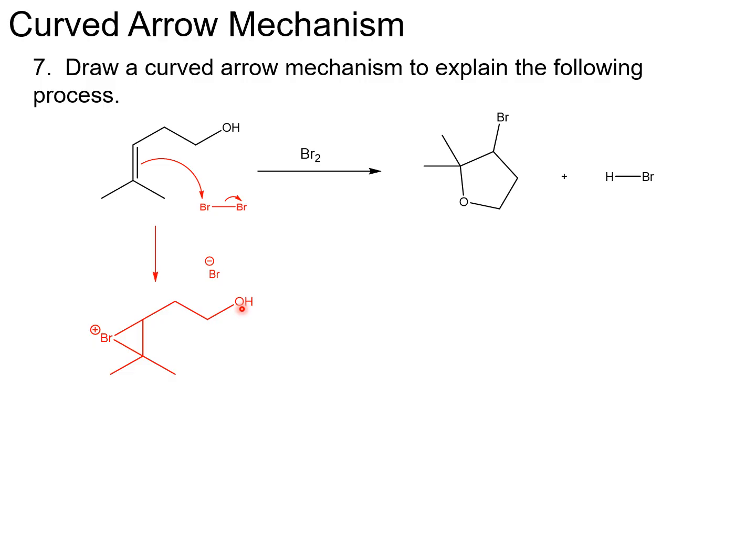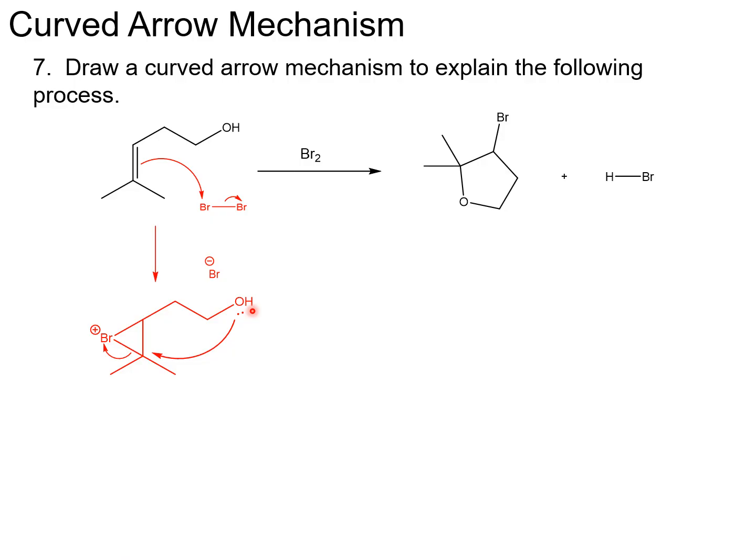At this point, my water needs to come in. I'm still going to use the water, and I'm still going to attack the more substituted position. So this carbon would be classified as a secondary. This carbon would be classified as a tertiary. So my water is going to come in, attack the tertiary position, pushing the electrons from the carbon-bromine bond onto the bromine. That gets rid of the positive charge on the bromine.